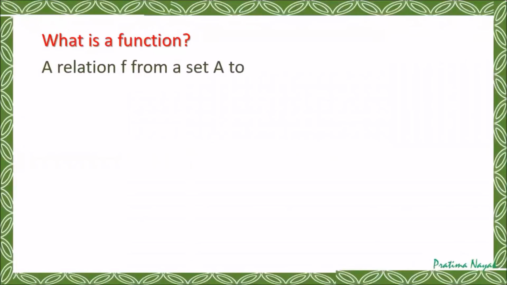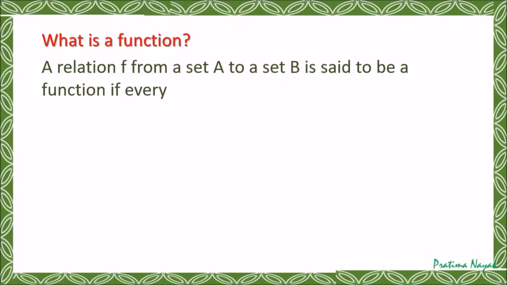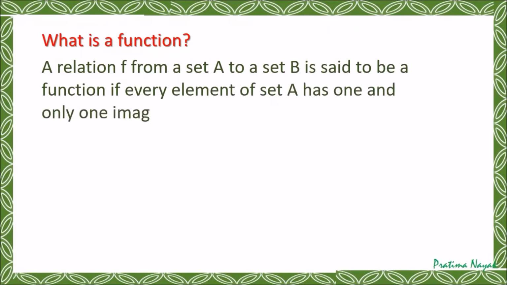A relation f from a set A to set B is said to be a function if every element of set A has one and only one image in set B. It is denoted by f: A maps to B. So the first condition is every element of A must have an image in B, and every element of A should have only one image in B. This is the condition for a function. We have already learnt it.